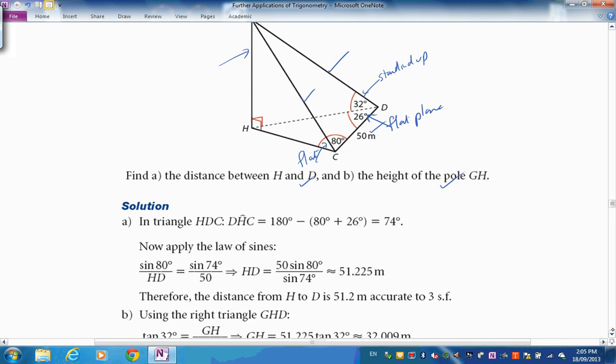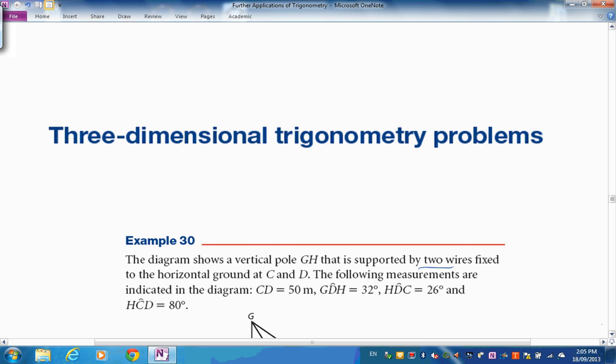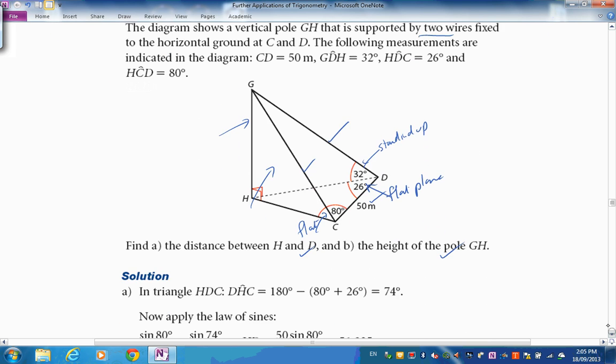Okay, so let's have a look. In triangle HDC, that's this one here, it's another go-between problem. And what can you say? Well, you can say that angle DHC... sorry, wrong triangle. Let's go back to the bottom. HDC down here. DHC, so that's that angle, is 180 minus the other 74.